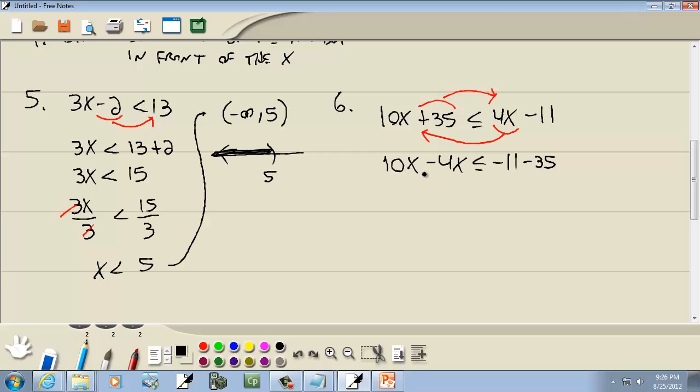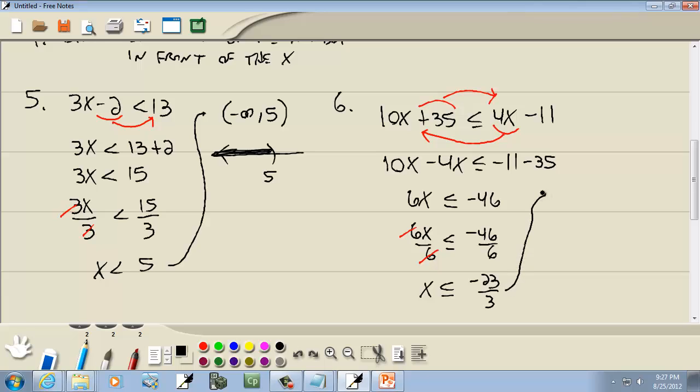Combine together like terms at any step. 10x minus 4x gives us 6x. It's less than or equal to negative 11 minus 35, which is negative 46. Last step, divide both sides by the number in front of your x. So we're going to divide both sides by 6. Those 6's cancel. Now notice I didn't flip my inequality symbol, did I? I'll talk more about that in a second. 46 and 6 are both divisible by 2 at least. That's negative 23 over 3. And that looks like our answer.